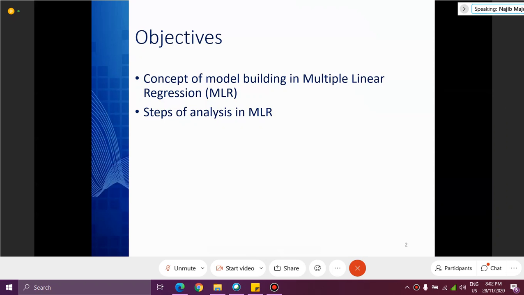The objective of this lecture is to introduce the concept of model building in multiple linear regression, and also how to perform multiple linear regression analysis in SPSS. You can perform this analysis using other software as well, for example R, Stata, and others. But since we are more familiar with SPSS, and we think that the output of SPSS is easier for beginners to understand, showing how to perform the analysis in SPSS is easier compared to using other software.